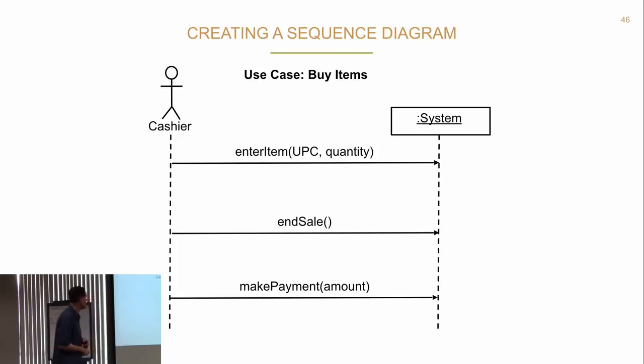So, a basic sample right here: cashier. The use case is what? Buy items. Enter item. There's my method: UPC, quantity. How does that method work with the system? Can have an end sale, make payment, amount. We're starting to see how this is all enabled by what? The cashier. So I've got a visual representation of what's going on with this thing.